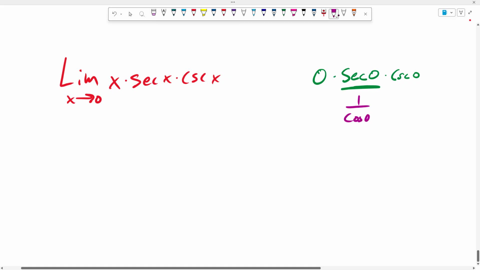And cosecant of 0? What is sine of 0? 0. So one of these does not exist. Okay, so we've got to do something else. What are we going to do? Any ideas?